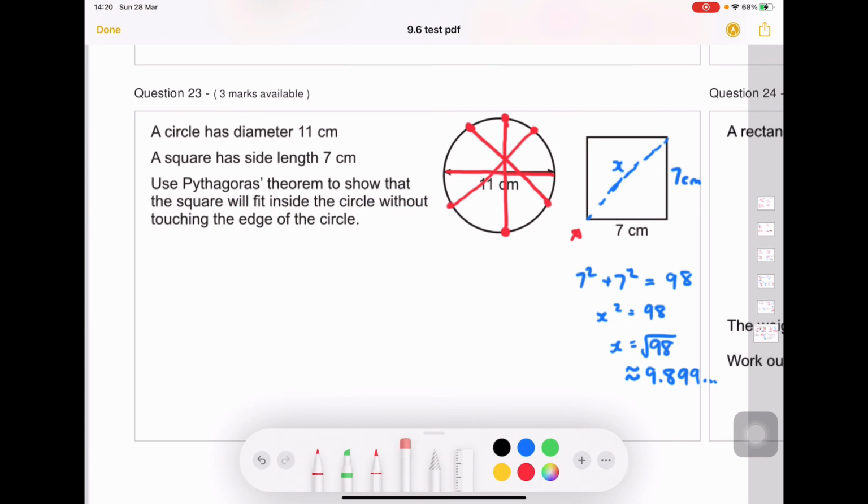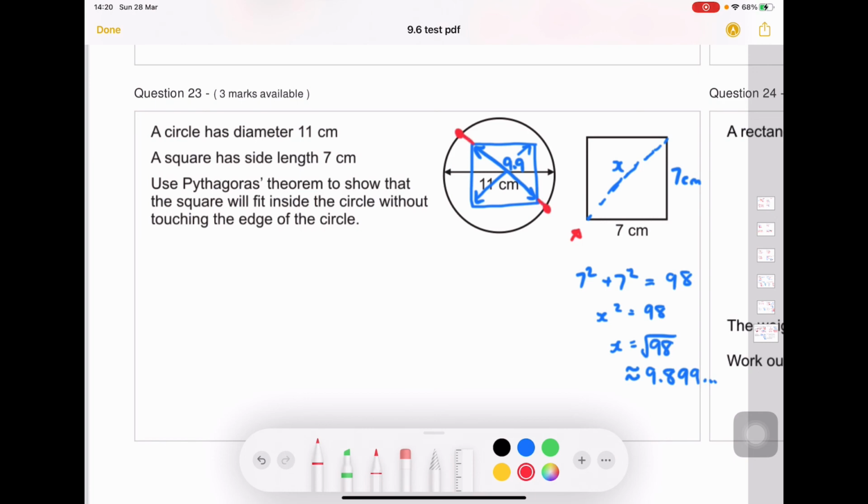So if I were to draw this square again within a circle, the diagonal length is slightly less than 10. I'll write 9.9. And it's the same going the other way, 9.9 from this side to this side. It's less than 11. Here to here is 11 centimeters.